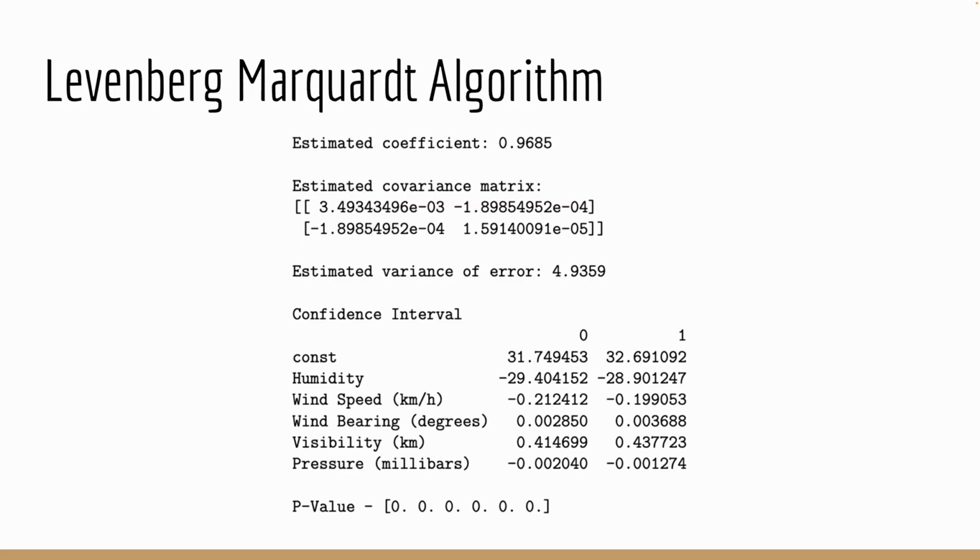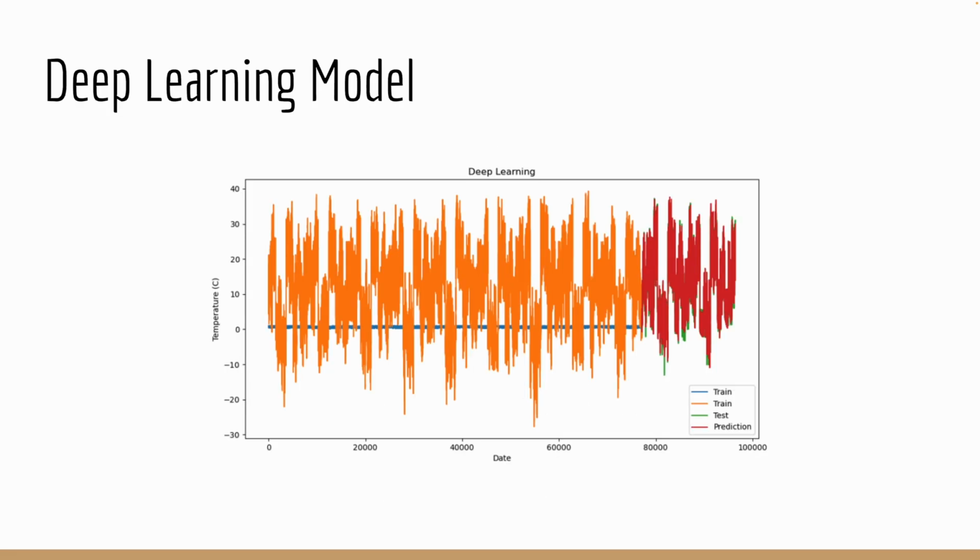I also did the Levenberg-Marquardt algorithm for the ARMA model, and these are the results that I got out of it. The estimated coefficient was 0.9685. I got the estimated covariance matrix, the variance of error. I got the confidence interval for each parameter, for each feature, and then the p-value.